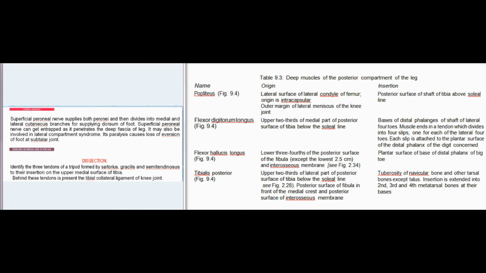The superficial peroneal nerve can get entrapped as it penetrates the deep fascia of the leg. It may also be involved in lateral compartment syndrome. Its paralysis causes loss of eversion of the foot at the subtalar joint.